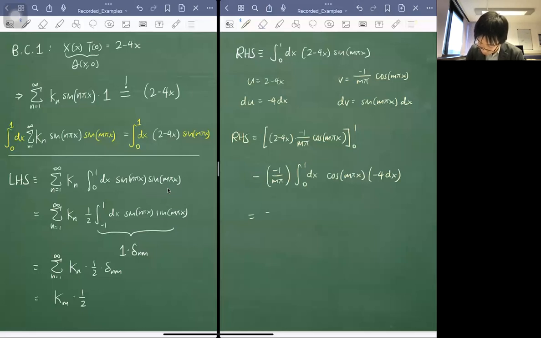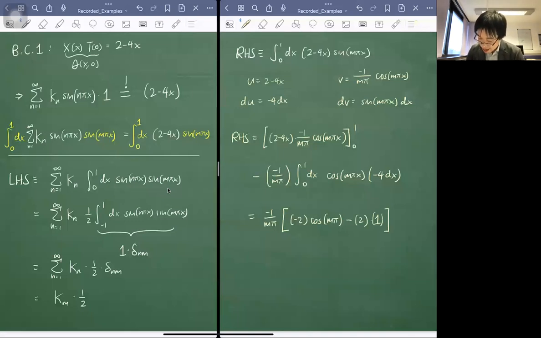So first of all, let me pull out the 1 over m pi from the square brackets. 2 minus 4 is minus 2, and cos m pi is 1. Okay, minus 0, plug in 0, I get 2, and cos m pi x with x equals 0 is just 1. So that's what's going in the square brackets.